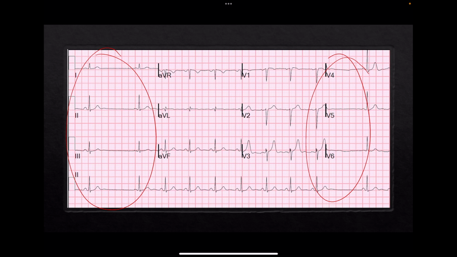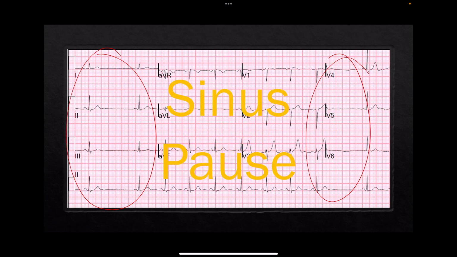What's the rate on this one? 300, 150, 100. So rate's okay. What about QRS? Narrow and normal. QRS is okay. Okay, what's the answer for this one? Just a sinus pause. Everything else is okay, just that sinus pause. Does everyone see the pause?